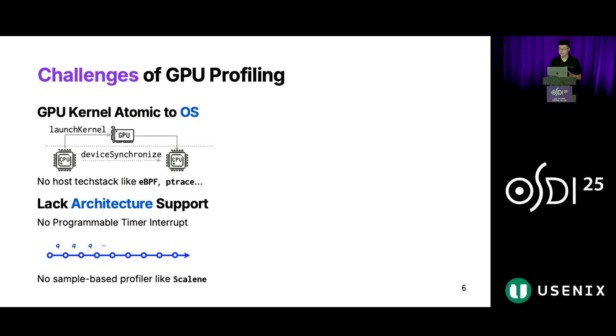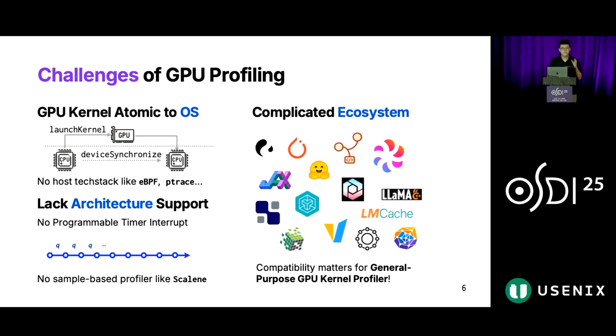This is the basis for sampling-based profilers. And third, and most important, we have a very complicated ecosystem. I tried to put some logos here, but this is far from complete. However, compatibility matters a lot for a general-purpose GPU kernel profiler like Neutrino.